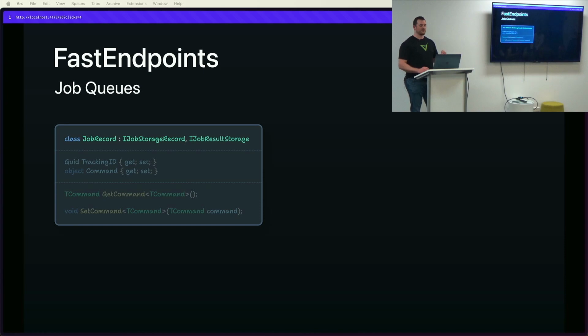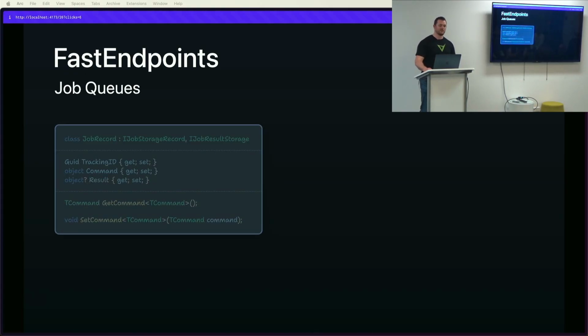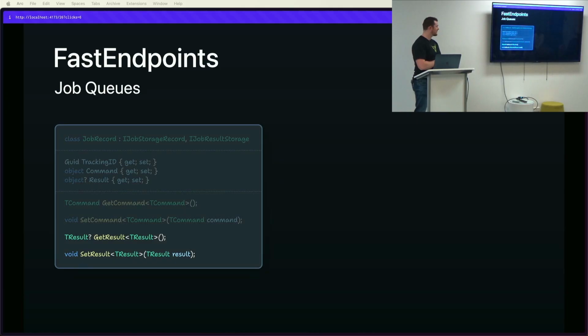So if we need to store the result of the job, we can also implement iJob results storage. Once we add this, we also need to provide a property for the result and implement the get and set result methods to handle serialization of the result.